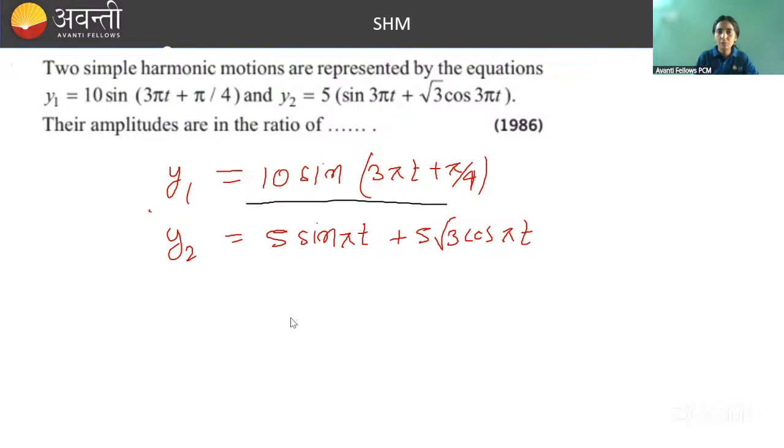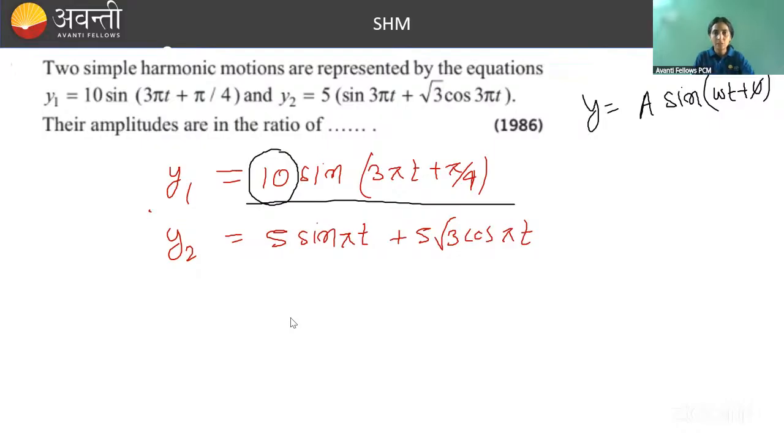The amplitude of the first one you can clearly see is 10, because the general equation of SHM looks like A sin(ωt + φ), where φ is the phase constant. It tells us the position of the particle at the initial time, I mean at t equal to 0. So for the first one, a1 is 10. We need to calculate a2.